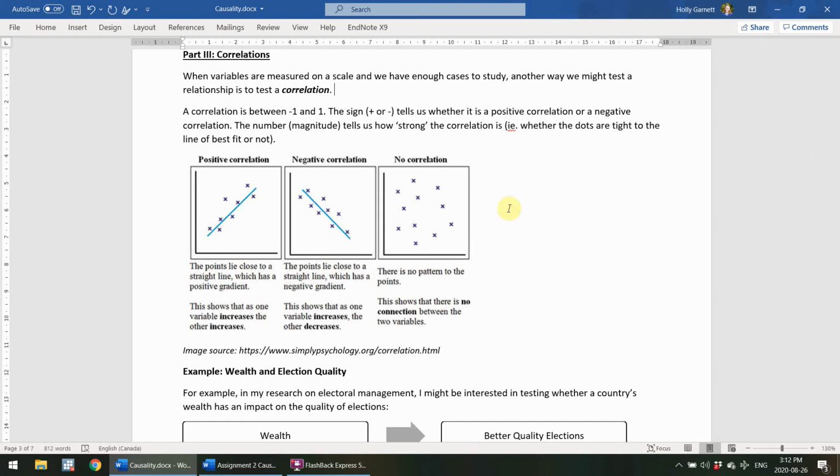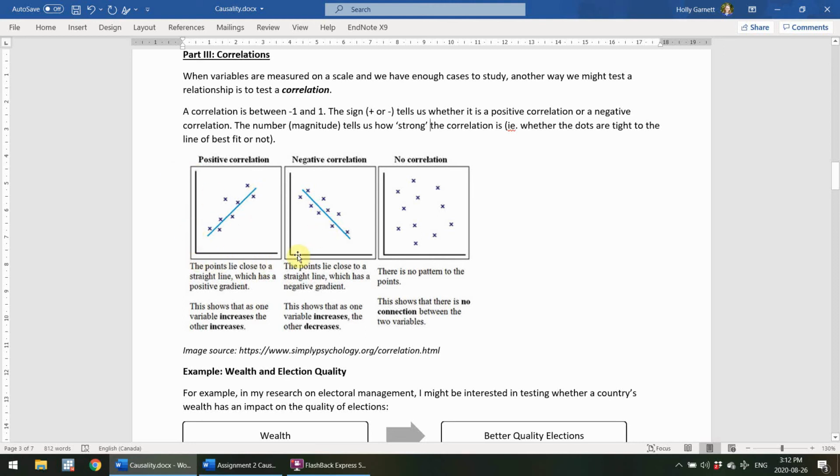A correlation is always between -1 and 1. The sign, positive or negative, tells us whether it's a positive correlation or a negative correlation. The number, or the magnitude, tells us how strong that correlation is. So are the dots really tight to that line of best fit or not? Here's an example of a positive correlation. These two variables seem to be pretty closely related. As one increases, the other one increases.